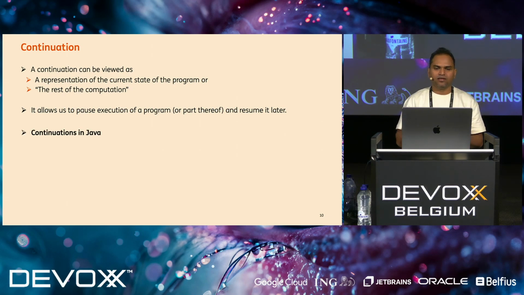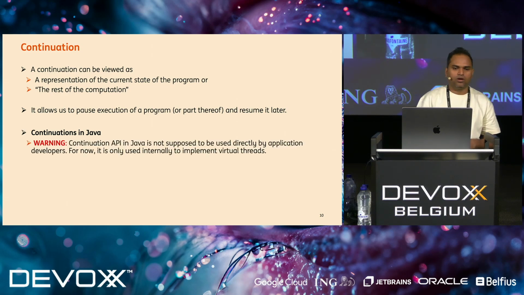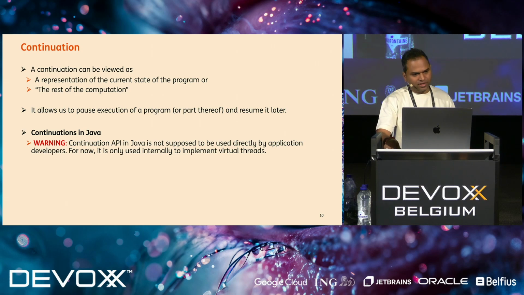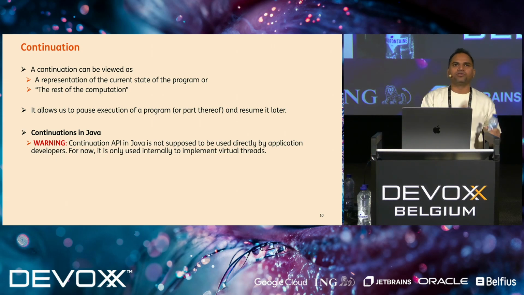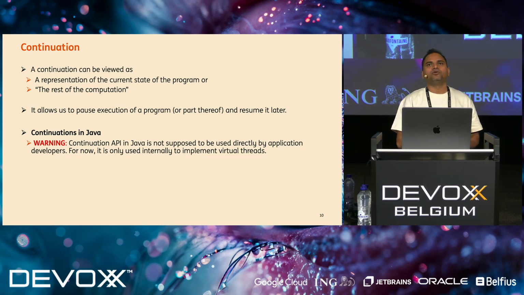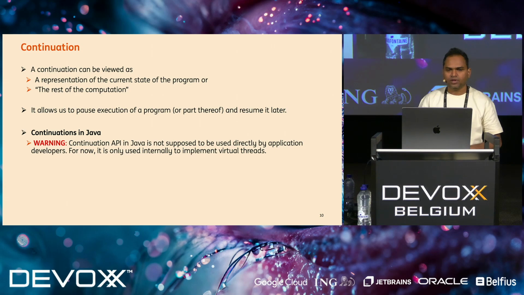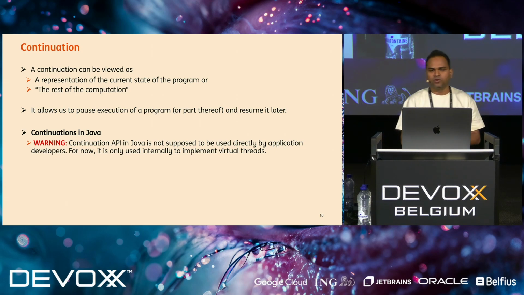Now, we will see that with some examples when we explore the continuations API in Java. But before that, I want to highlight something: the continuation API in Java is not supposed to be used directly by application developers. For now, it is only used internally and only used to create virtual threads. But then you might ask, why are we studying it? Why are we looking at it?